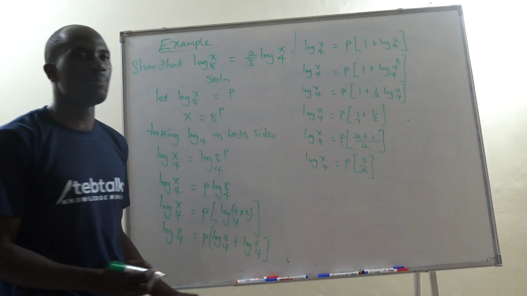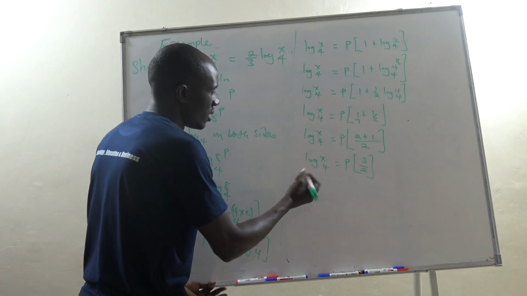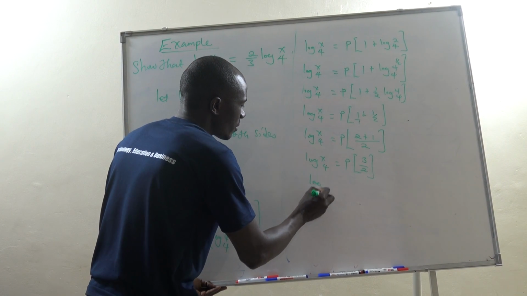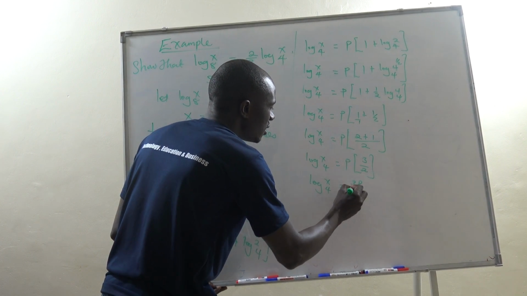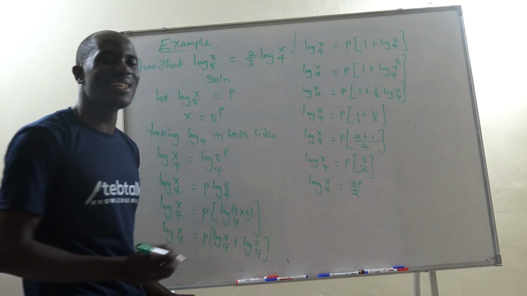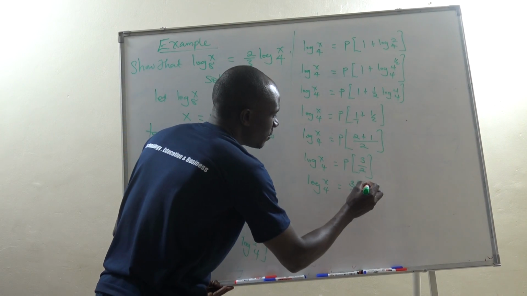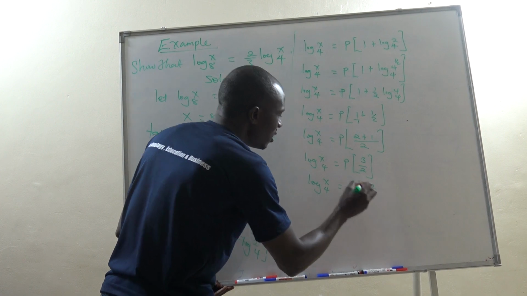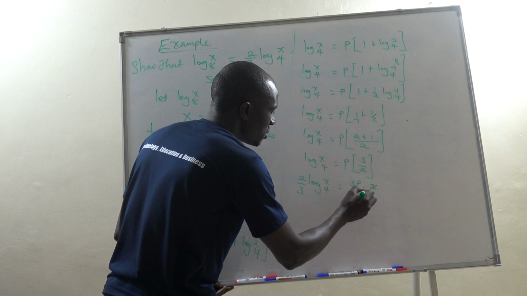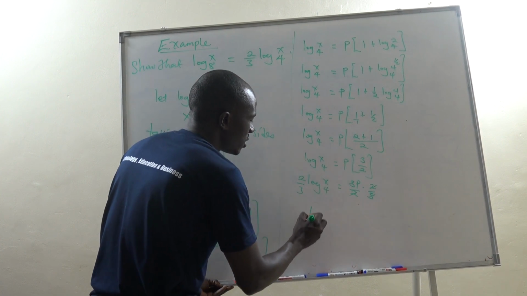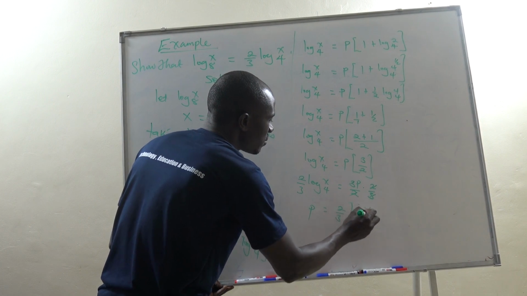So if I want to make p alone, I multiply by 2 over 3 everywhere. Can you still go on? Log of x base 4 equals 3p over 2. How can I remain with p alone? So I'm going to take the reciprocal on both sides, say times 2 over 3. What I've done there, also multiply it here. 2 goes, 2 goes, 3 goes. I remain with p equals 2 over 3 log of x base 4.